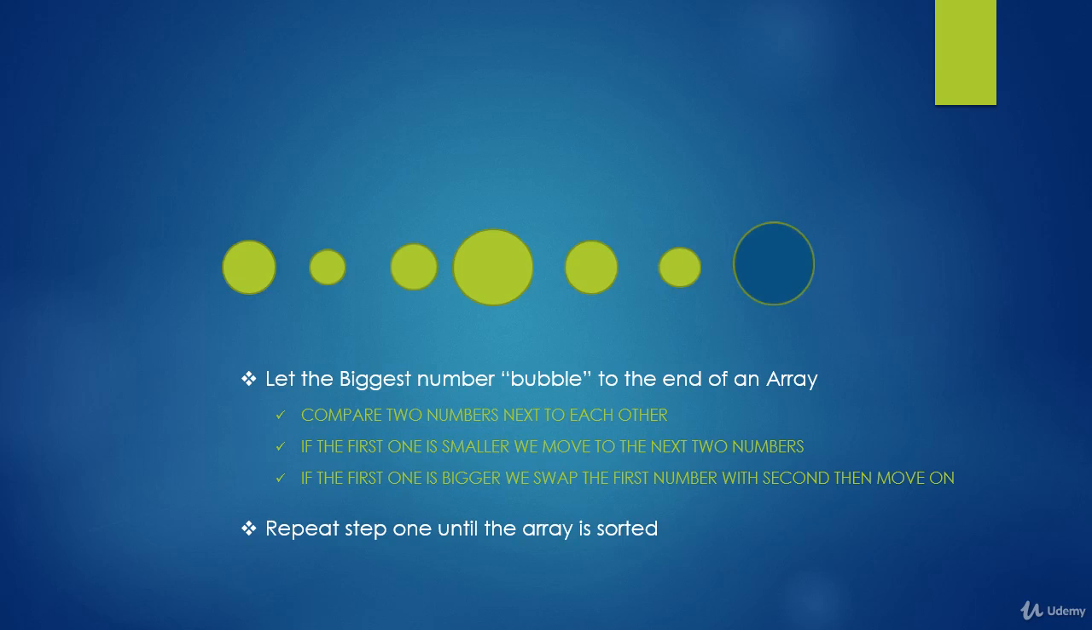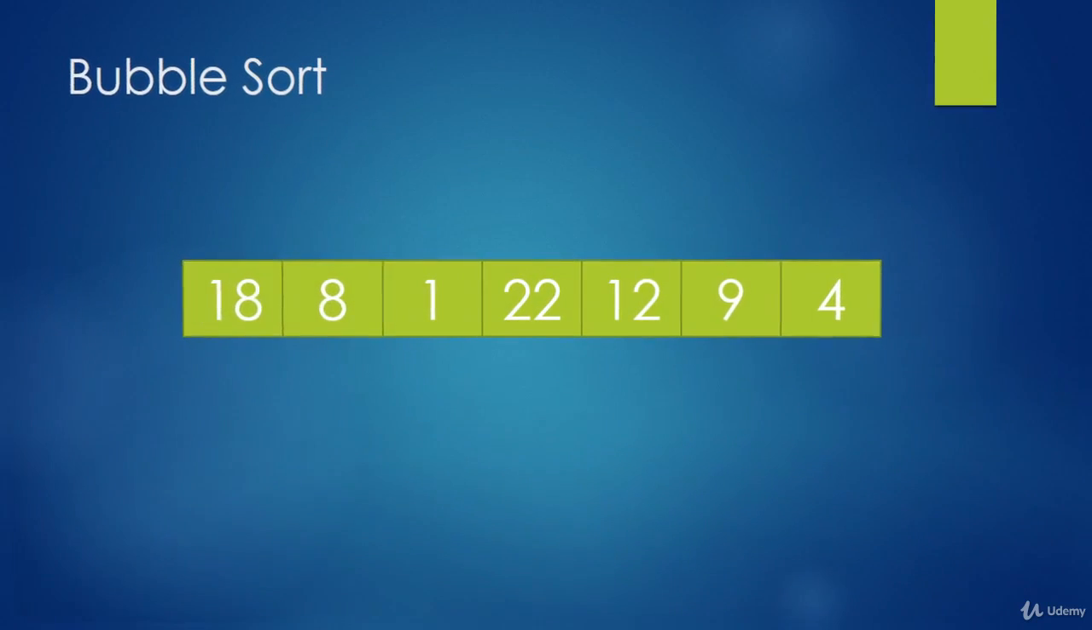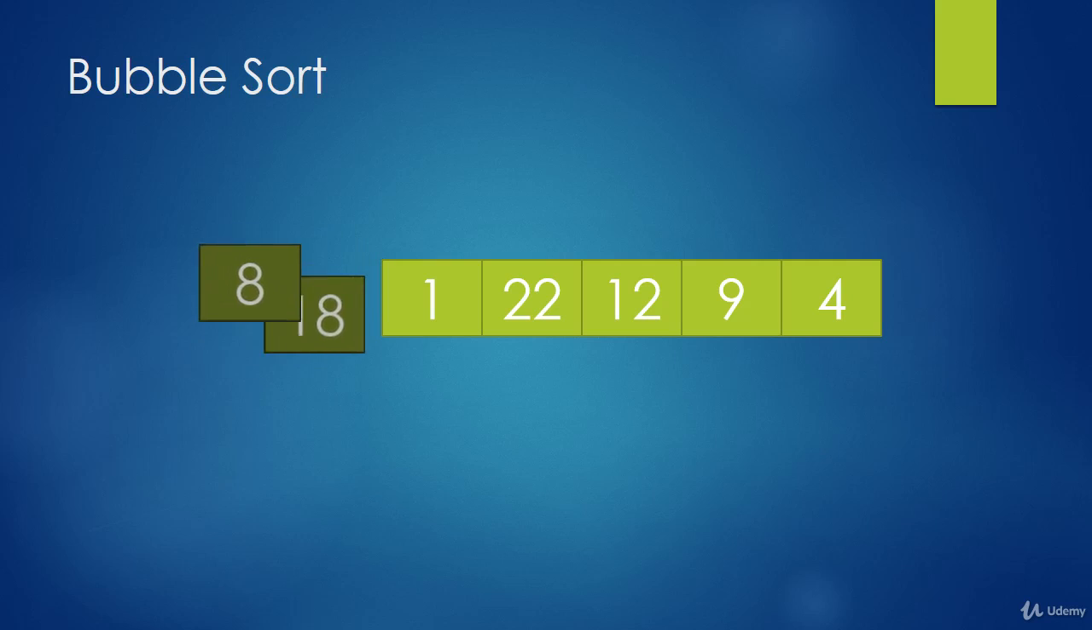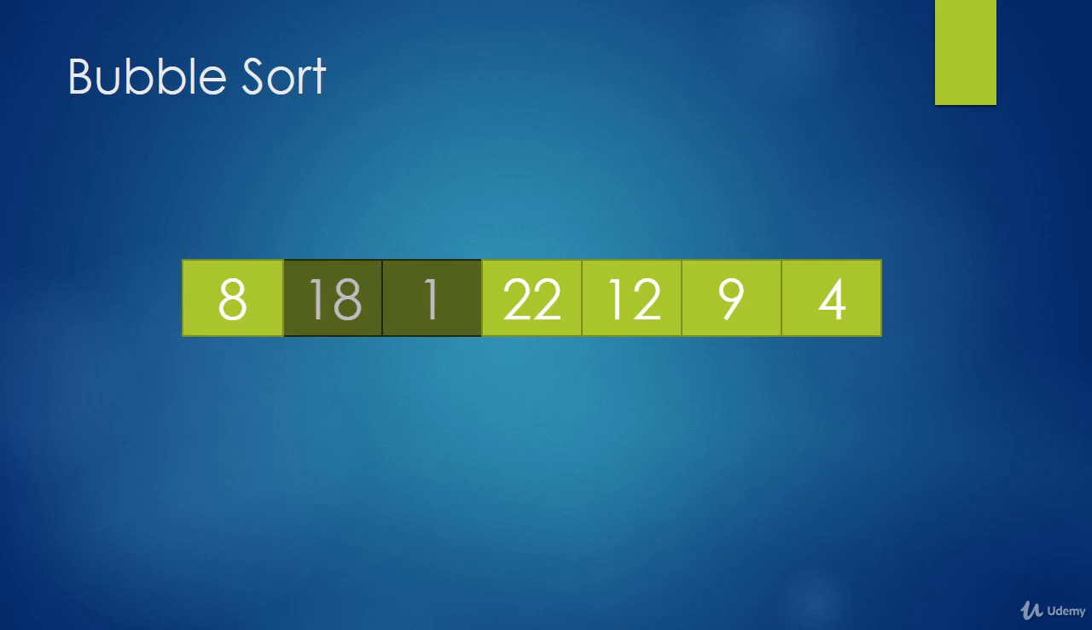Let's try some example. Okay, I got here an unsorted array, and we're going to sort it as a bubble sort would. We look at first and second number. We see that 18 is bigger than 8. That means they are in incorrect order. So as the algorithm says, we swap them. Now we compare the second and third number. We see that 18 is bigger than 1. So we swap them again.